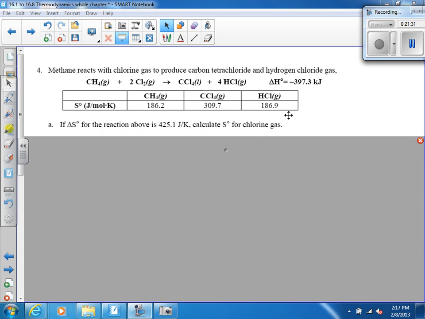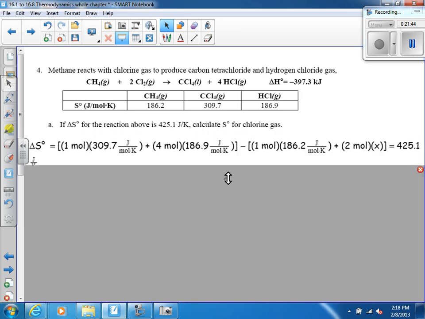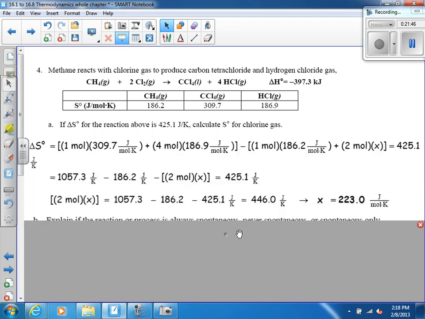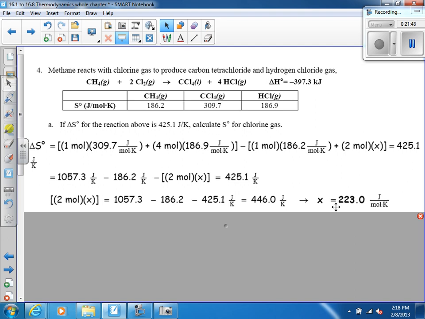Okay, so for this, you just do products minus reactants equals 425.1. We have our products, we have our reactants. Go ahead and pause. I'm about to show you the answer. Here comes the answer. It's all worked out. Okay, so the standard entropy for chlorine gas, Cl2, is right here. And those are the correct units.